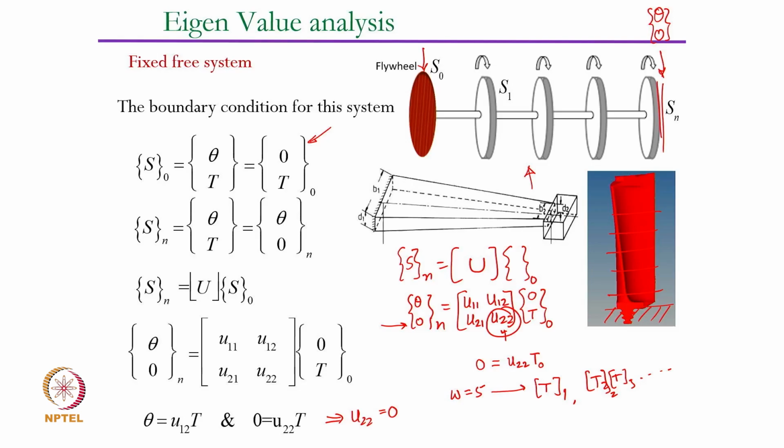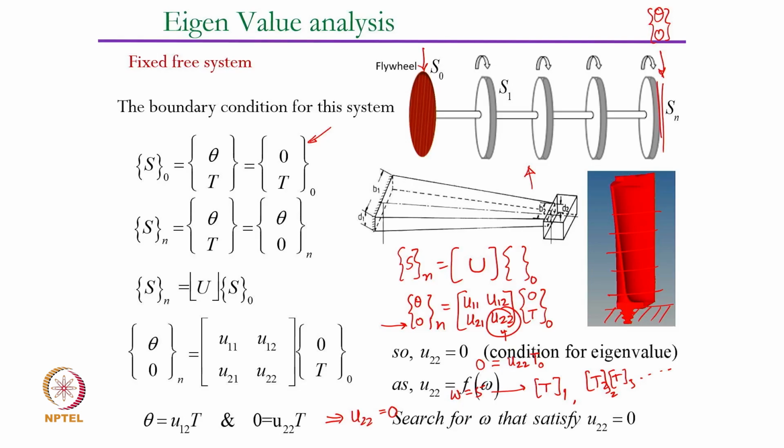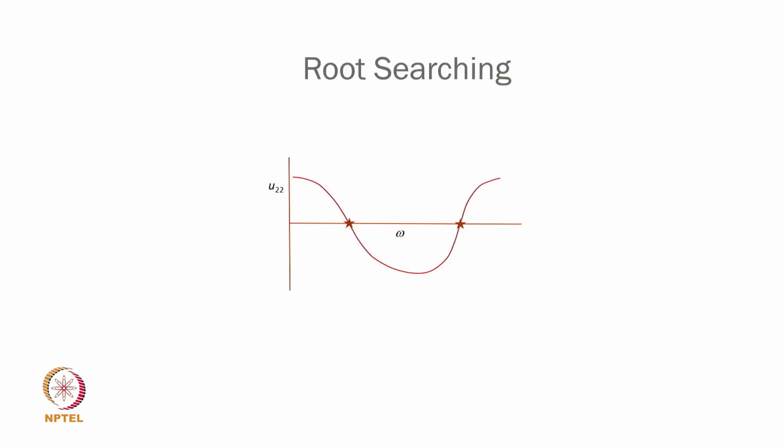Okay. And that method is called a root searching method. So I assume first I will start with this omega value, the lowest that I can think of. I find out maybe the U22 value. For this it turns out that U22 is this, then I increase the value of omega, figure out that it is this, then I increase it further, I figure out that it is this, then I increase it further, I figure out that the sign of U22 has changed.